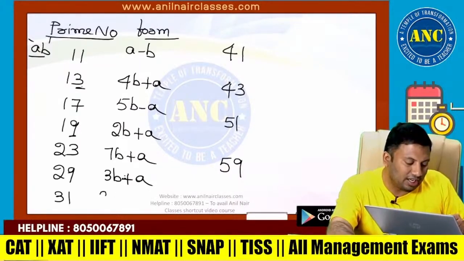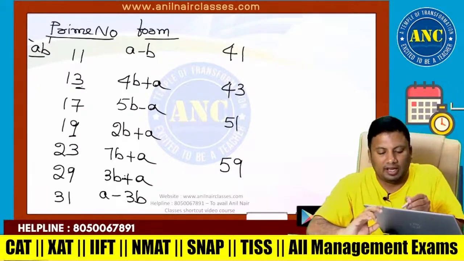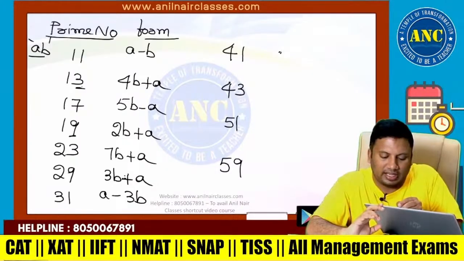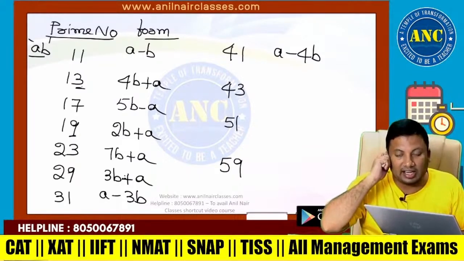3 minus 3 is 0. The divisibility rule is a minus 3b. 4 minus 4 is 0. You can develop your own rule: a minus 4b. I hope the idea is clear, right?